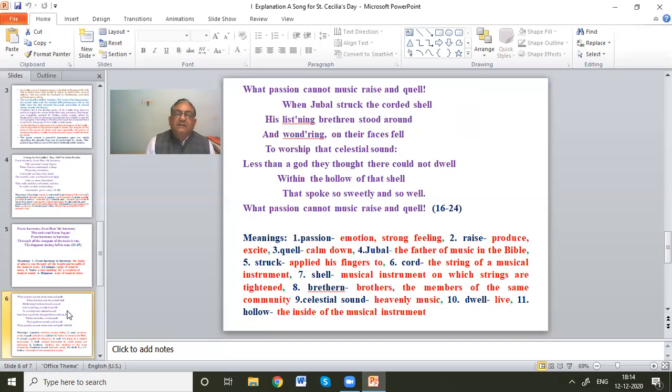his listening brethren. See the word brethren. Brethren means members of the same community. Brother means a member of the same parents. Here, brethren means members of the community. They stood around the producer of the music, that is Jubal, with wonder on their faces. They were wonderstruck and highly impressed by that music. On their faces fell. They prostrated. They lay down on the ground to worship that celestial, heavenly music.